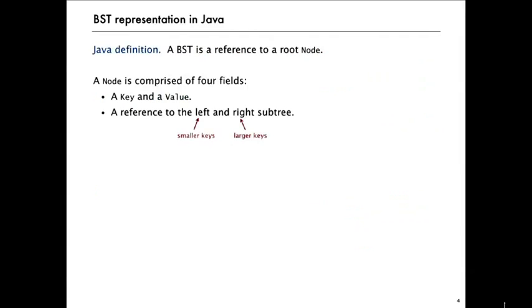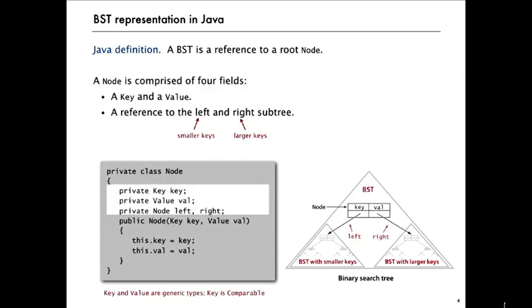So how are we going to represent binary search trees in Java? Well, we're going to extend our implementations of linked list structures to have two references instead of just one. First of all, there's a node at the root, so a binary search tree in Java is just going to be a reference to a root node. And every node has four fields: a key and a value, and references to the left subtree that contains the smaller keys and the right subtree that contains the larger keys.